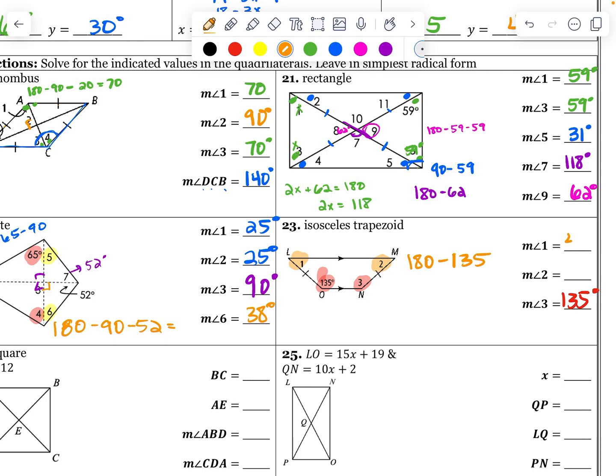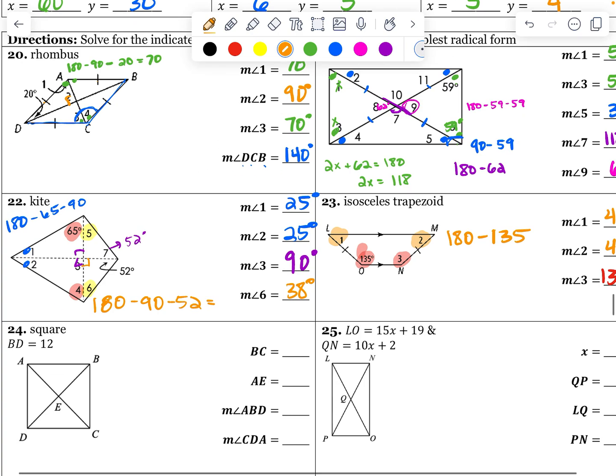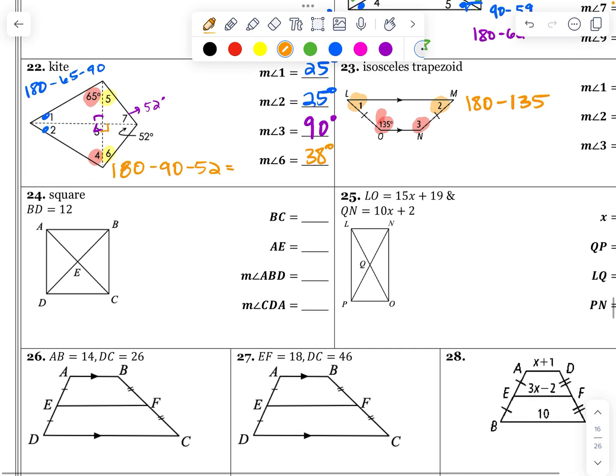Gives me 45 degrees here and 45 degrees here. Couple more. All right, a square. So BC, this line right here. Well, we know it's a square, and we know that BD is 12, all right? So this whole thing right here is 12.